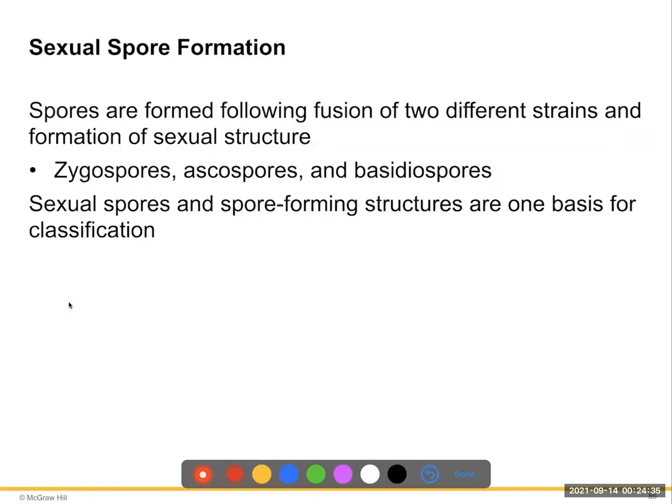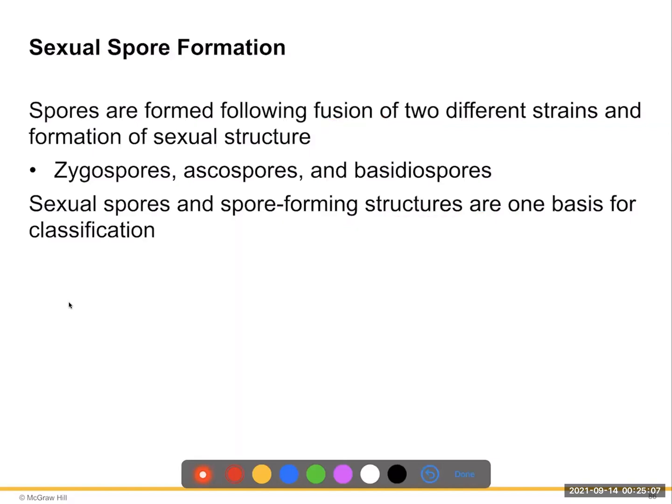Sexual spore formation. Spores are formed following fusion of two different strains and formation of sexual structures. There's basically male and female. They come together, you get fusion, and then you get sexual reproduction, two different genetic materials now. Zygospores, ascospores, and basidiospores are formed. Sexual spore-forming structures are the basis for classification. That's how you can classify different things by what forms them and how they're formed.